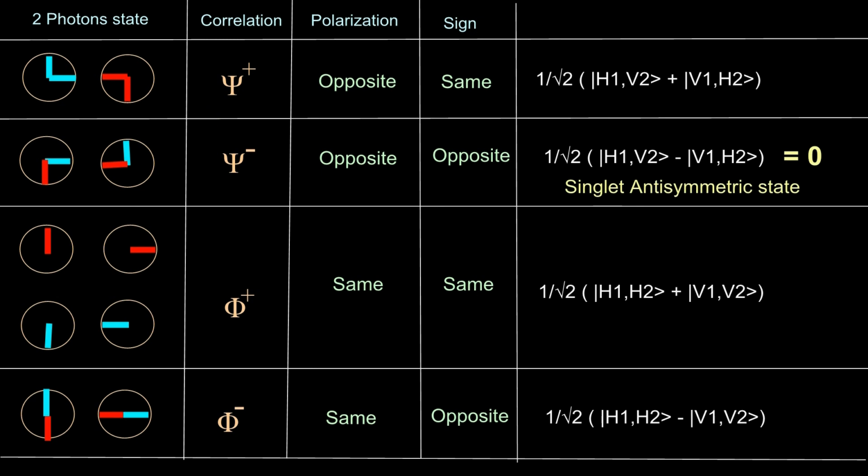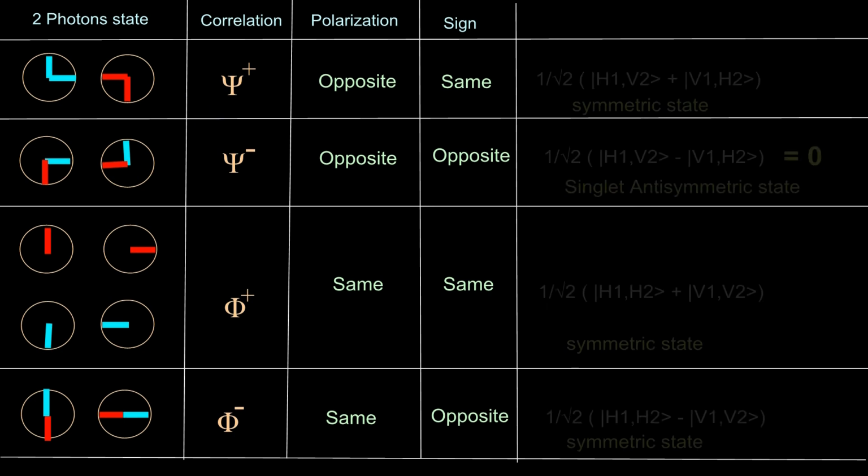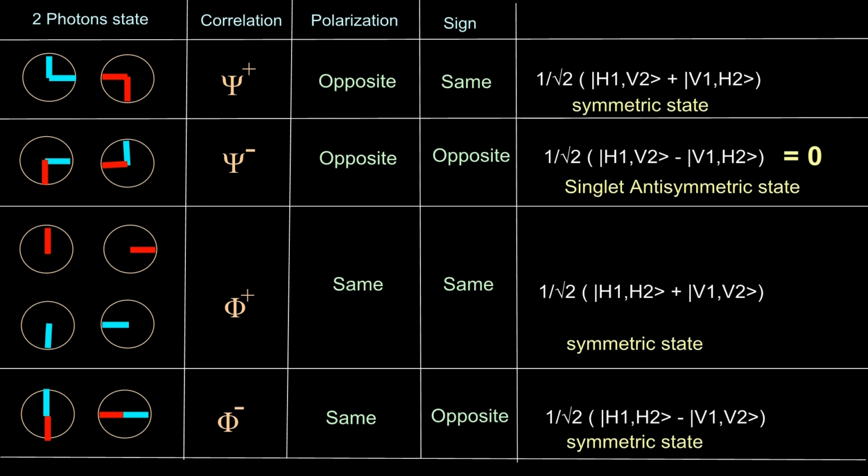The negative wave correlation state is different from the others. This is the only state that has opposite quantities in both polarization and sign. It returns 0 and is called the singlet state. As the sign is changed while exchanging photons, it is also called the asymmetric state. All others remain in the same state even when exchanging photon locations, so these all have a symmetric state.